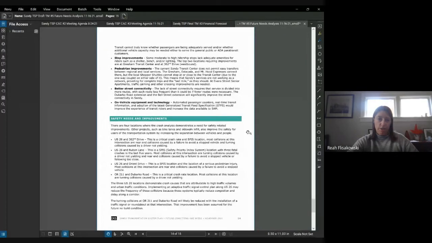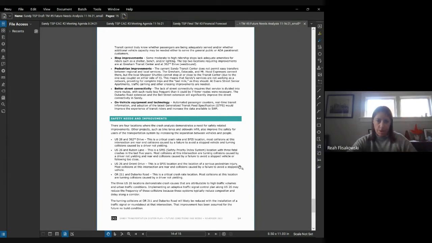Okay, I'm going to jump back to my memo here. We've got 2 pages left. So the last section is on safety. And we really already hit a lot of these, but based on our analysis of historic safety data, there were 4 intersections that jumped out that may have a need for improvements: US 26 at 362nd, 26 at Reuben, 26 at Orient, and then 211 at DeBarco. And all of these were ranked pretty high.